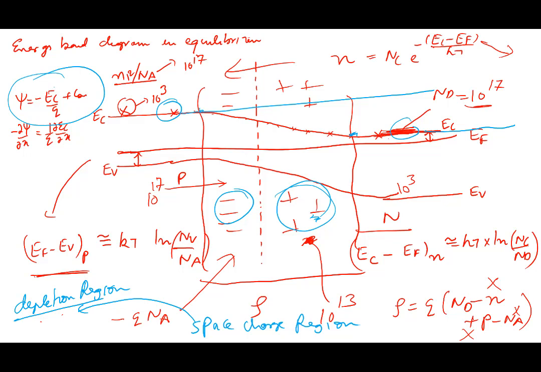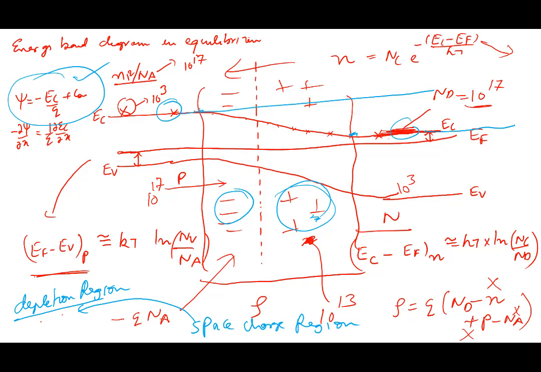Note that psi equals minus EC by Q. If EC is higher on the P side as compared to the N side, it means potential is higher on the N side as compared to the P side. That's what it means, if you accept this. The P side is at a lower potential compared to the N side.